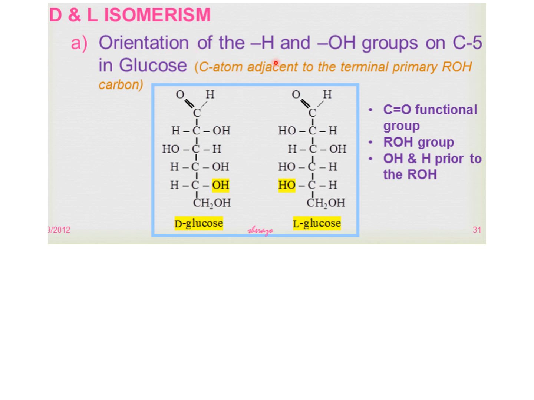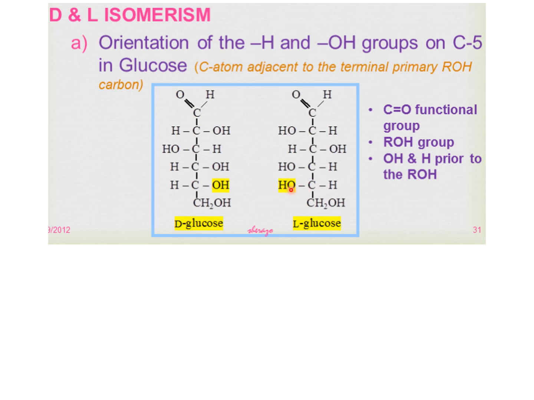It has the orientation of H and OH groups, specifically found at carbon number 5 in the case of glucose, the carbon atom adjacent to the terminal primary alcohol carbon. Now, we have here the example of D-glucose and L-glucose. Please notice the position of the OH. In D-glucose, the OH is located in the penultimate carbon to the right, while in L-glucose, the OH is located in the penultimate carbon to the left.